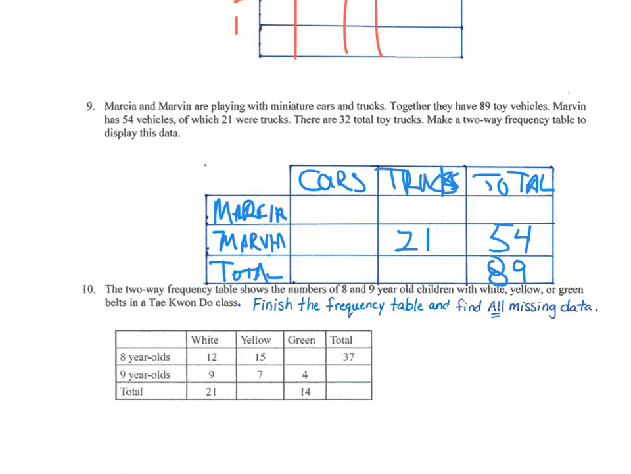It also tells us that there are 32 total toy trucks. So 32 toy trucks, which use these two numbers to figure out how many trucks she has. I also want you to subtract these two to figure out cars. Subtract these two to get cars, and that'll help you figure out how many cars she has once you get these two. If you need help, let me know.